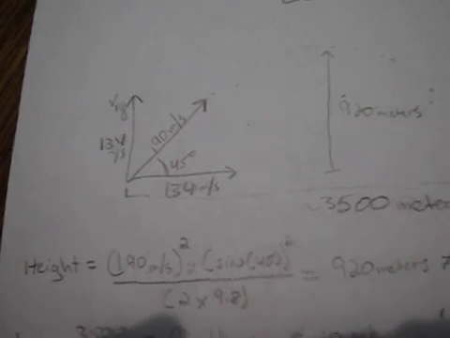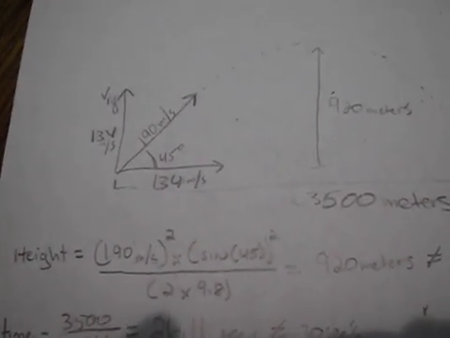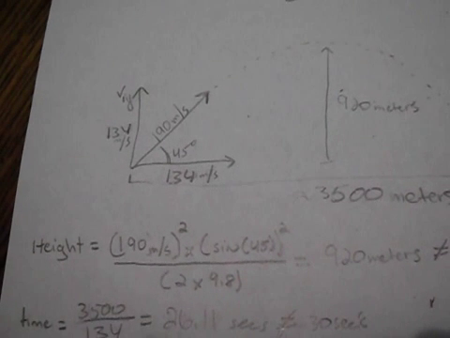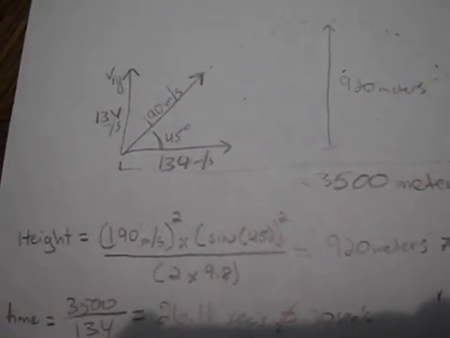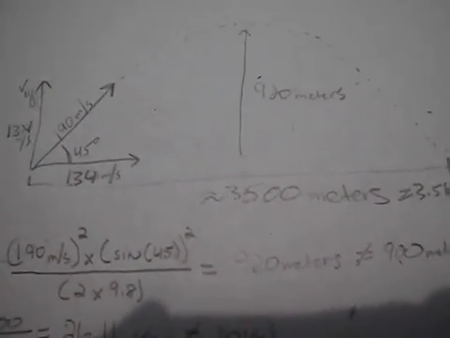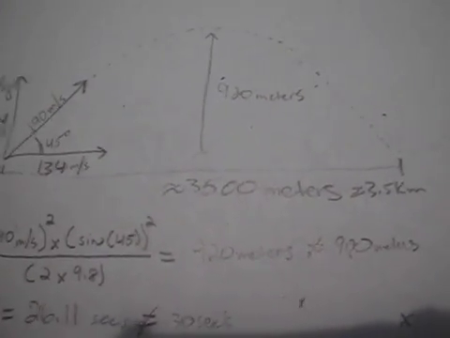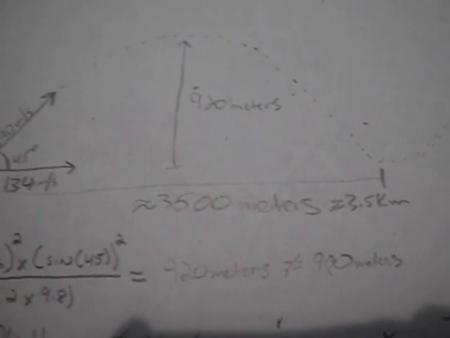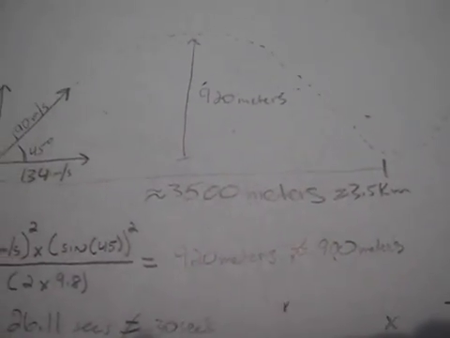To find the overall height, I just took the formula straight from the long jumper problem and from chapter 4. And I came up with 920 meters, which is 20 meters more than Lewin actually came up with.